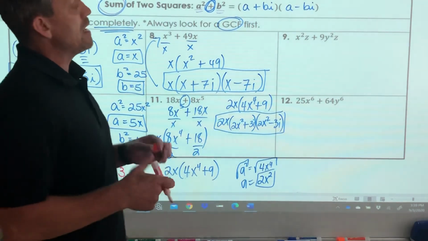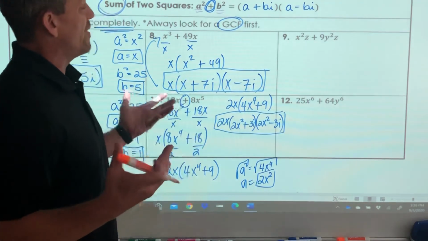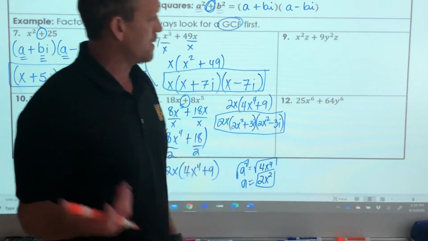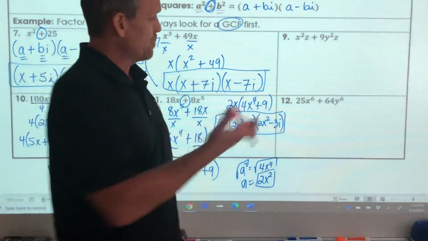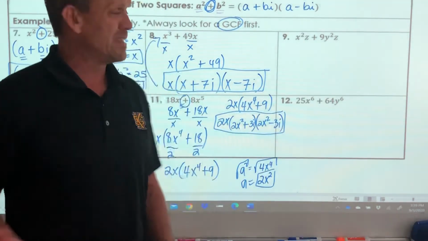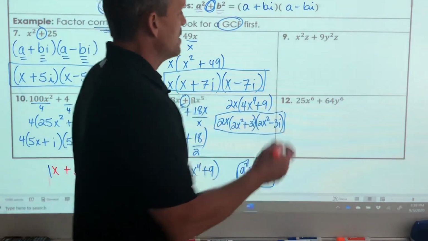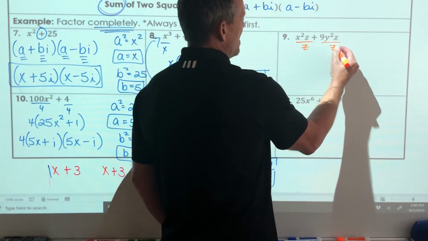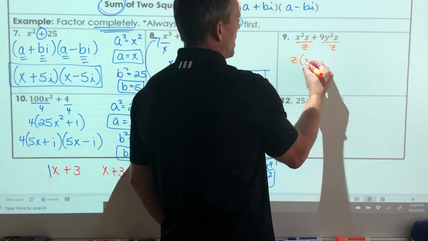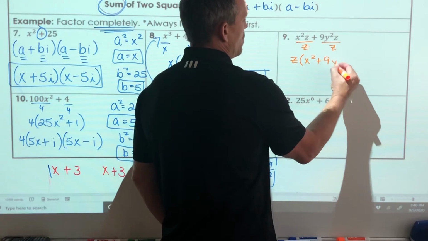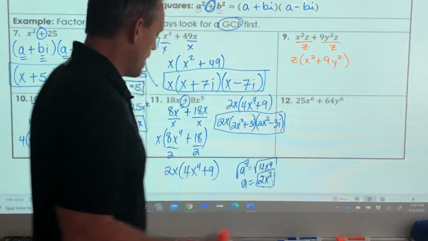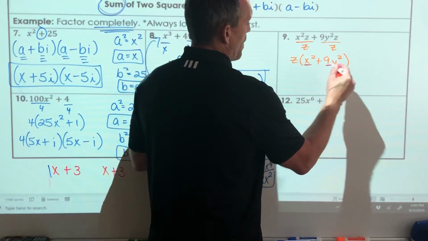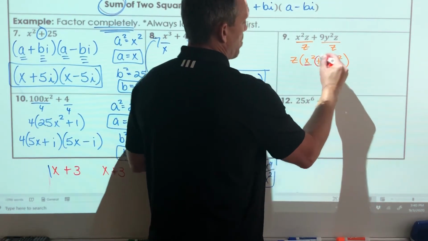The next one is even trickier because now we have this bunch of X's and Z's and Y's for number 9. The first part doesn't have a number, so obviously 9's not going to come out. So what is in common? The only thing that both of them have in common is this Z. So we take a Z out, and what's left? X squared plus 9y squared. Okay, crucial thoughts: perfect square root, perfect square root, perfect square root, plus.